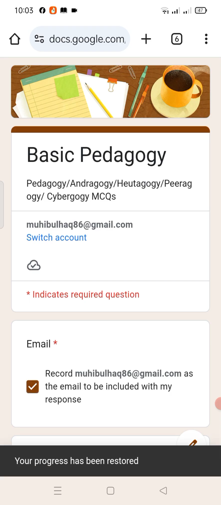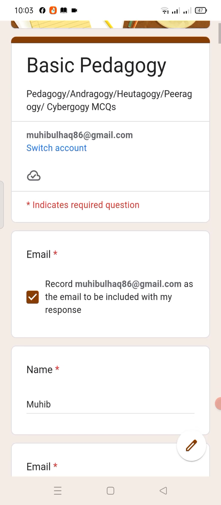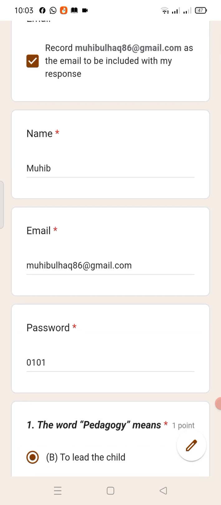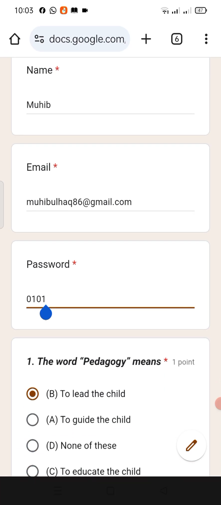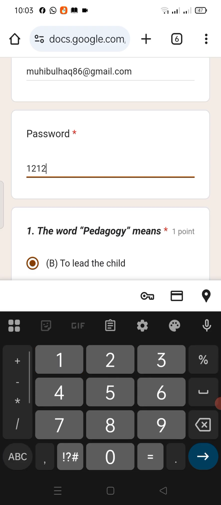अच्छा जी, ये ओपन हो चुका है। पेडागोजी, एंड्रागोजी, हेटागोजी, पियरोगोजी, साइबरगोजी MCQs हैं। तो क्लिक ईमेल, नेम, email address, password. I think password is changed. I think password is 1212.